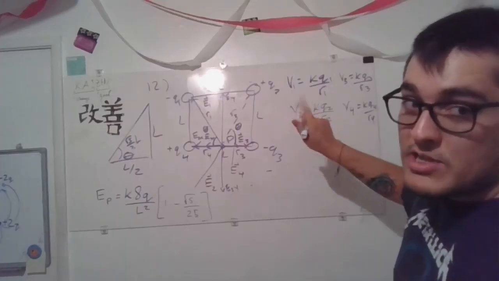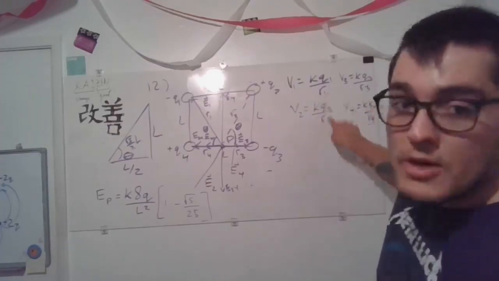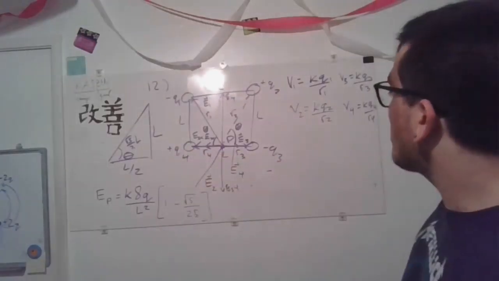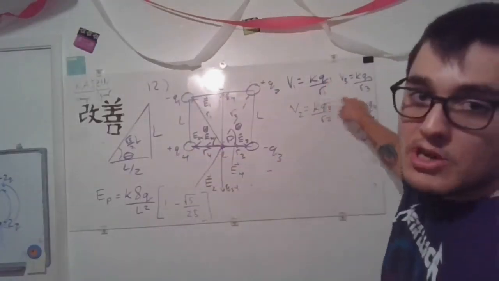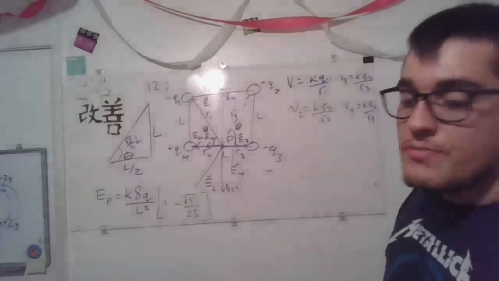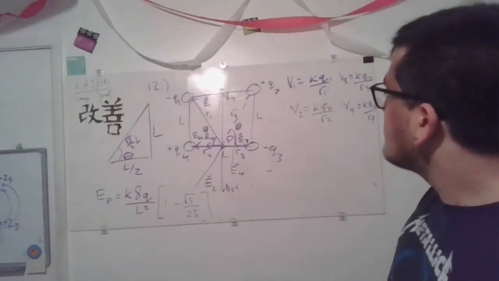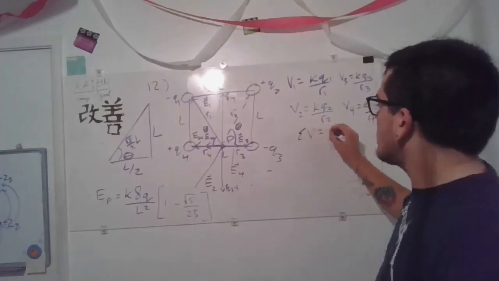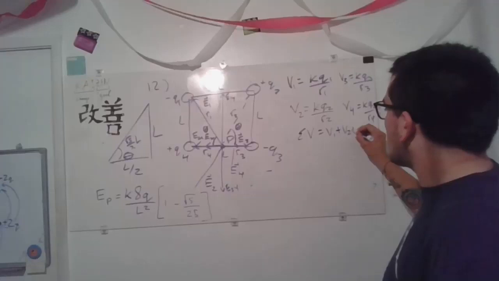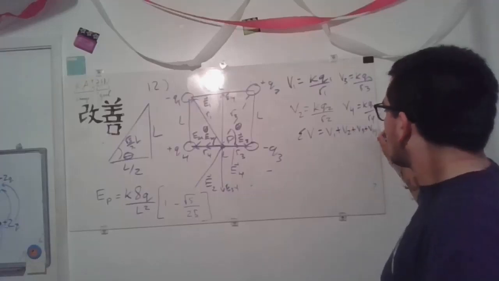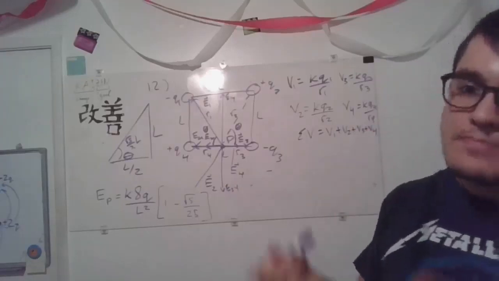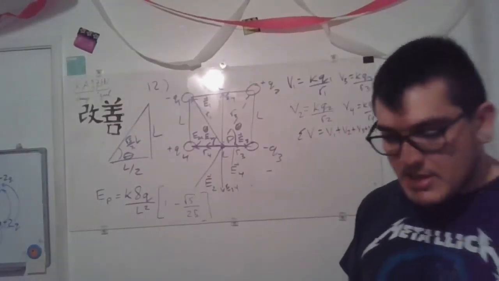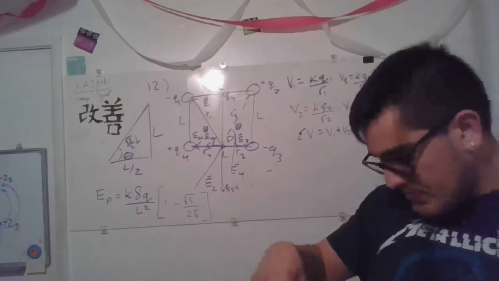R4 and R3 will be L over 2. R1 and R2 will be that root 5 over 2 times L that we talked about. Each of these charges has the same value, Q. And then add them up. That's really it. That's really all you're going to have to do there. So that part of the problem is actually pretty straightforward.